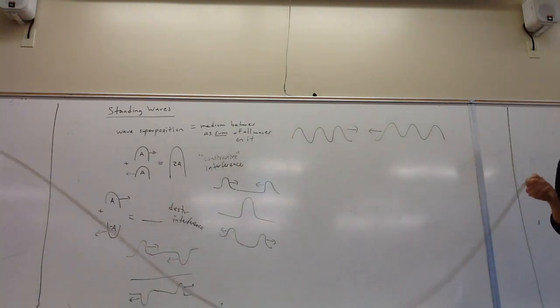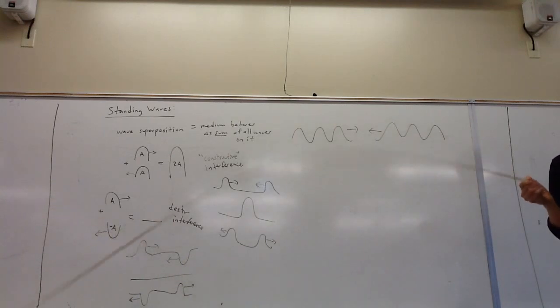By the way, that point in the middle, as we'll call it, is called a node. So a node is a point where destructive interference always happens. And then the points that jump up the most, they're called antinodes. That's where the most constructive interference is happening.